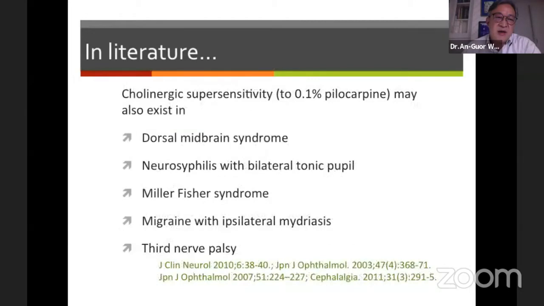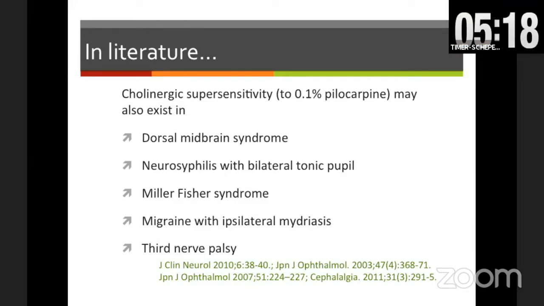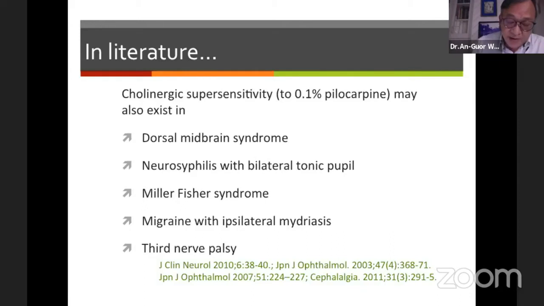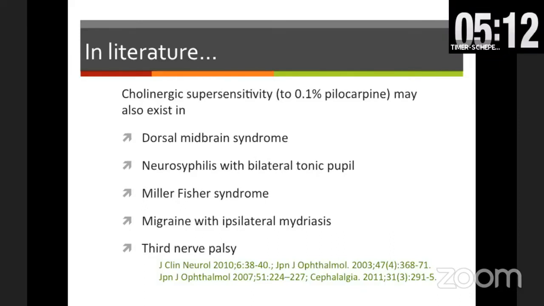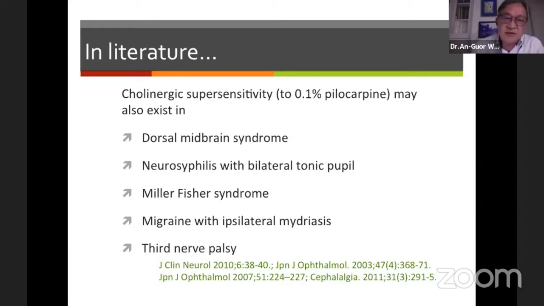So 0.1% pilocarpine supersensitivity may also exist in dorsal midbrain syndrome and also oculomotor palsy. It is presumed that transsynaptic neuronal cell death may be the underlying pathogenesis for the cholinergic supersensitivity in oculomotor palsy.